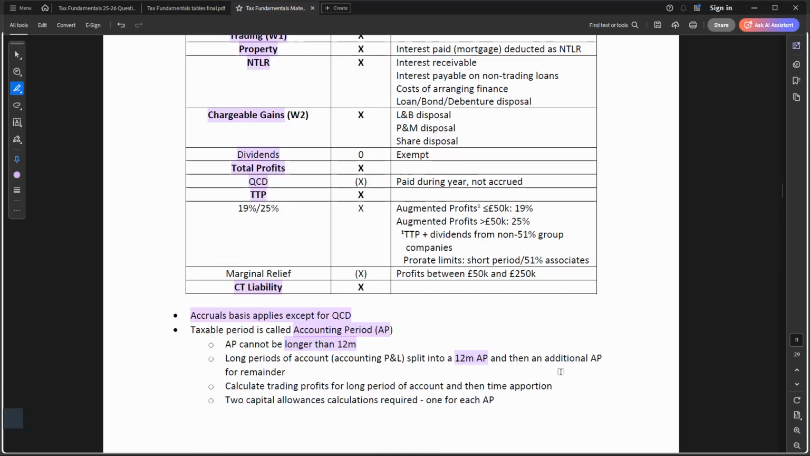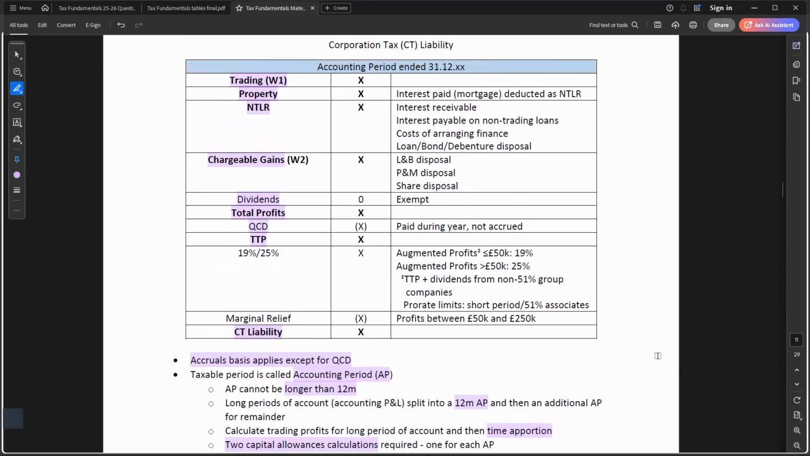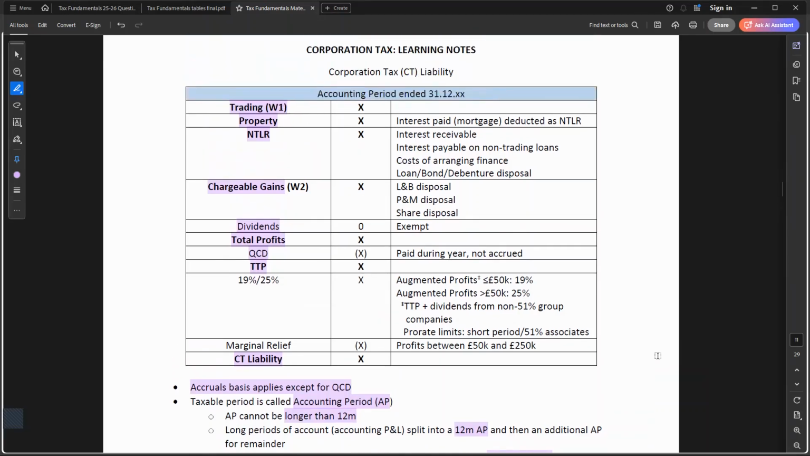And we'll come on to these two points later about how we would apportion it, but basically you'd get your trading profits and then you'd time apportion this for the two different periods. You would also require two capital allowances calculations. So some good reminders here if we're looking at a longer period of account that we need to split into two for tax purposes. So we'll start by looking at the trading income calculation.